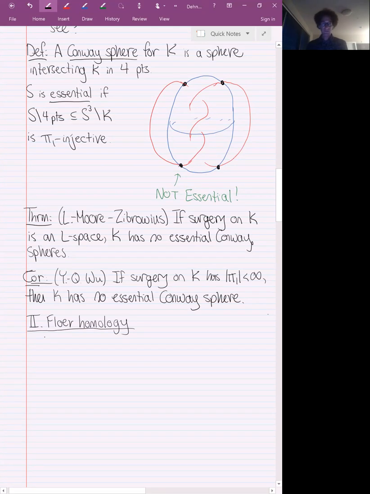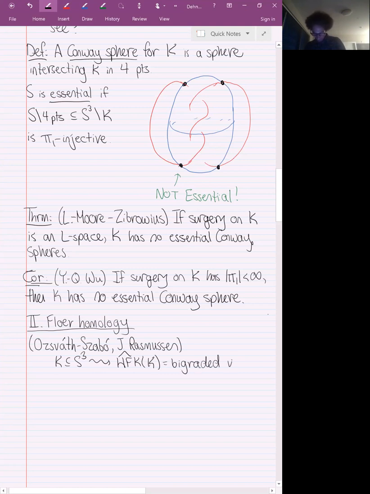Now, the key thing here is that we're not actually quite going to study the Heegaard Floer homology of three-manifolds. We're going to actually study something called knot Floer homology, an invariant of knots. So this is due to Ozsváth and Szabó, and also due to Jacob Rasmussen independently. And the idea here is that it takes a knot in the three-sphere and assigns to it the knot Floer homology of the knot, which is actually just a bigraded vector space. And for us, it's going to be over the field F, which is Z mod 2.